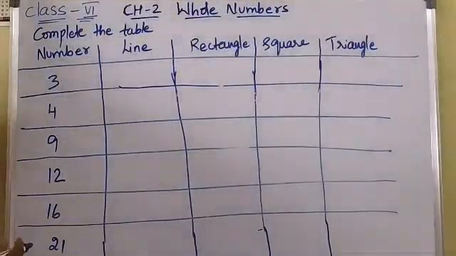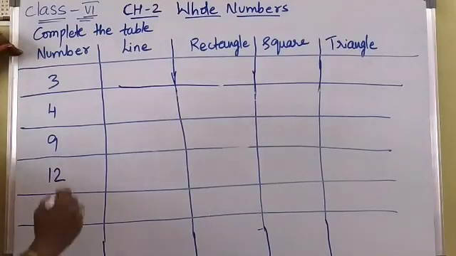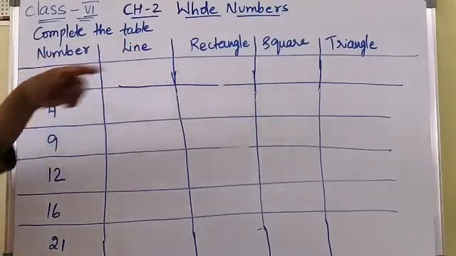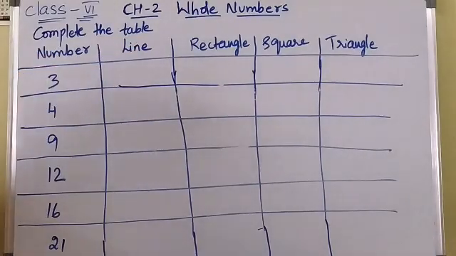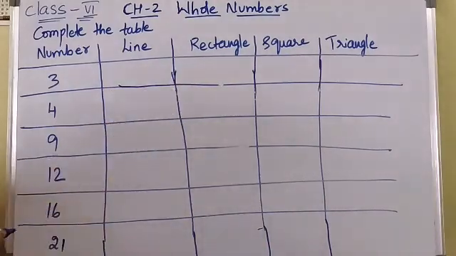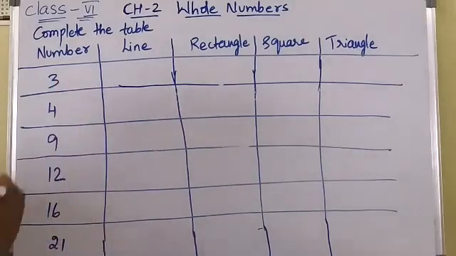Now we will take one table. Complete the table. Here they gave some numbers, and the line, rectangle, square and triangle. We will see which number is represented with these shapes. Coming to line. Just now I told you every number can be represented as a line except 1, because 1 is only 1 dot. So from 2 onwards every number can be represented as a line.